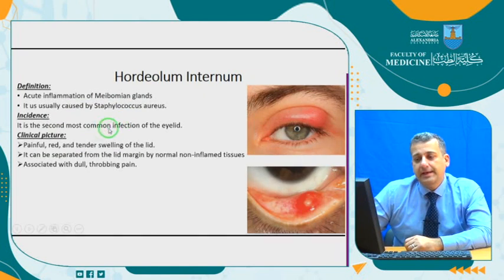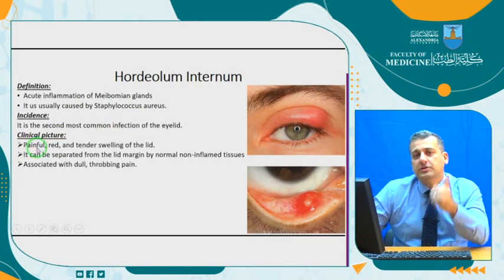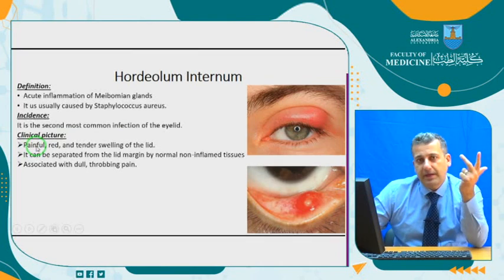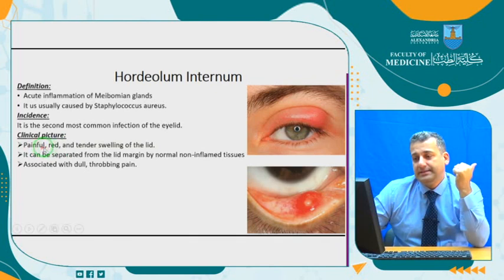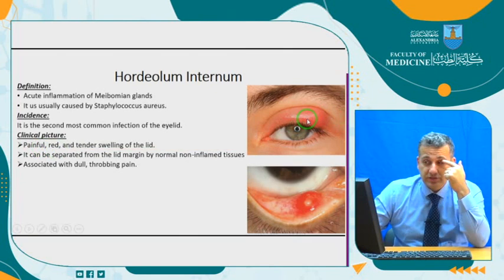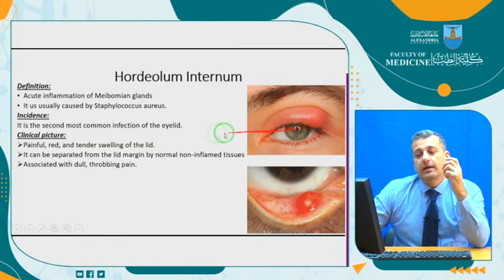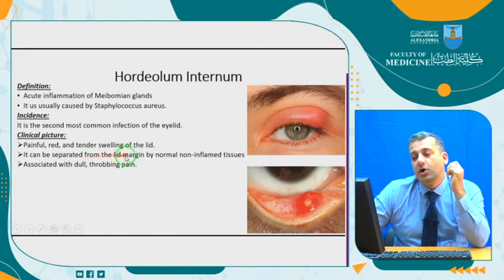The clinical picture: it is painful. Again, signs of inflammation: redness, hotness, pain, swelling, loss of function. So this eye is painful, it is red, as you can see, and it is tender. When I touch it, there is tender swelling. It can be separated from the lid margin by normal non-inflamed tissue. As you can see here from the inside, this is the hordeolum internum. You can see there is normal tissue between it and the lid margin.